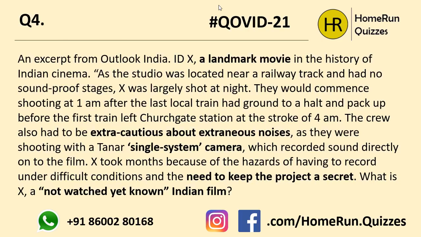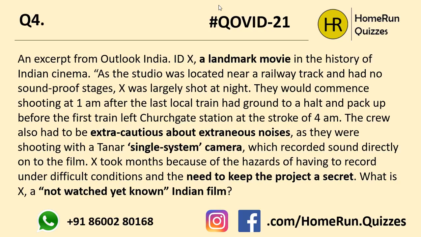Moving on. So this is an excerpt from Outlook India. It is a landmark movie of Indian cinema. The studio where it was getting shot was very close to a railway track and had no soundproof stages. It was largely shot at night. The director would start shooting at 1 a.m. and after the last local had left and before the first train left Churchgate station at 4. So they had 3 hours to shoot.